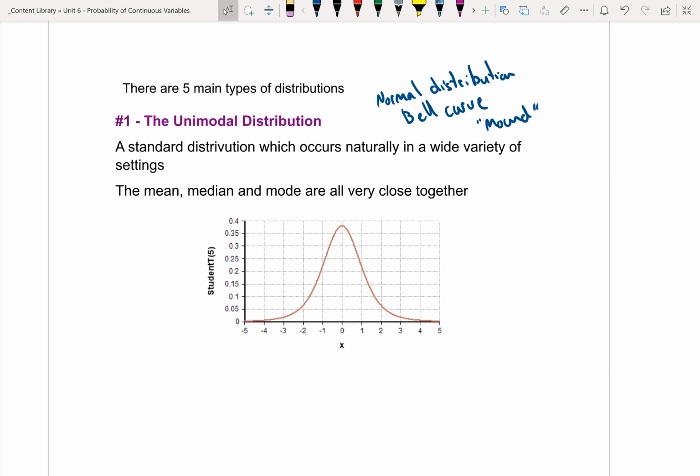In this case here, we would see that in the middle, we would have our mode, our median, and our mean, all very close, where we have our probability on the y-axis and our values, or x, on the x-axis. So this is a unimodal distribution.